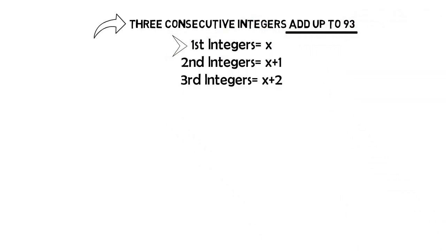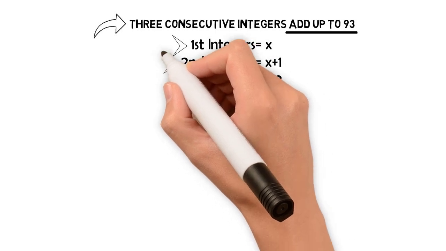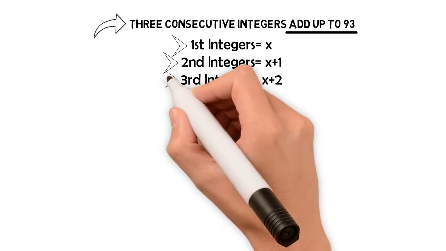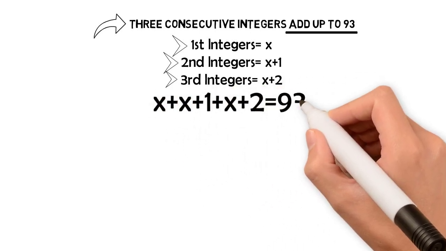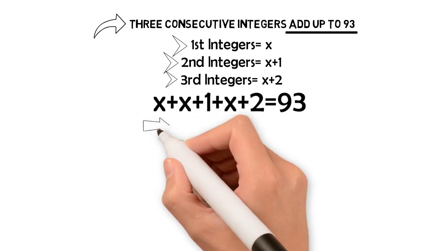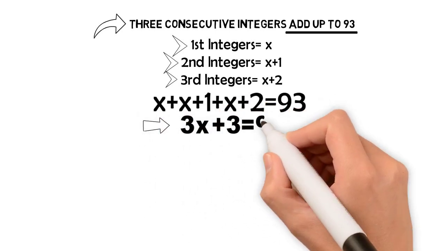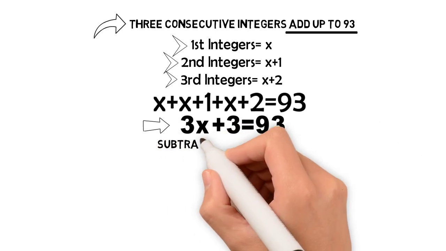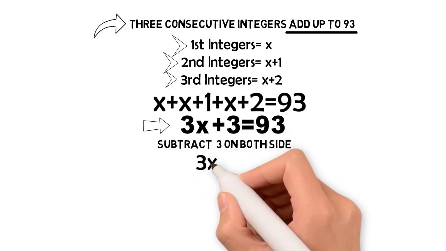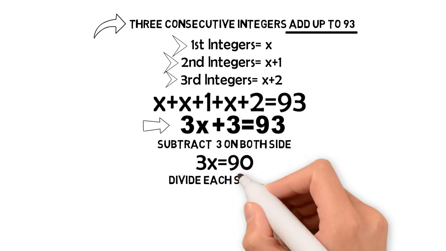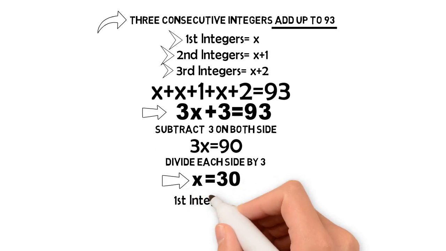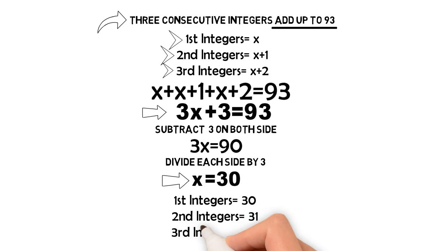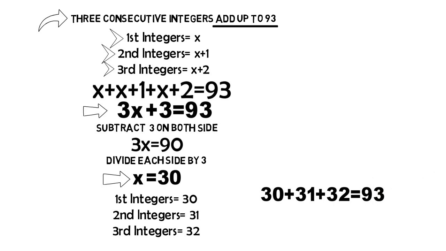Therefore, x, the first integer, plus x plus 1, the second integer, plus x plus 2, the third integer, equals 93. Adding like terms, that simplifies to 3x plus 3 equals 93. We can solve this equation for x by subtracting 3 from each side, and we've got 3x equals 90. Divide each side by 3, and we get x equals 30. So that means our first integer is 30, our second integer is 31, and our third integer is 32. Checking them, we can add them all together and see that in fact they add up to 93.